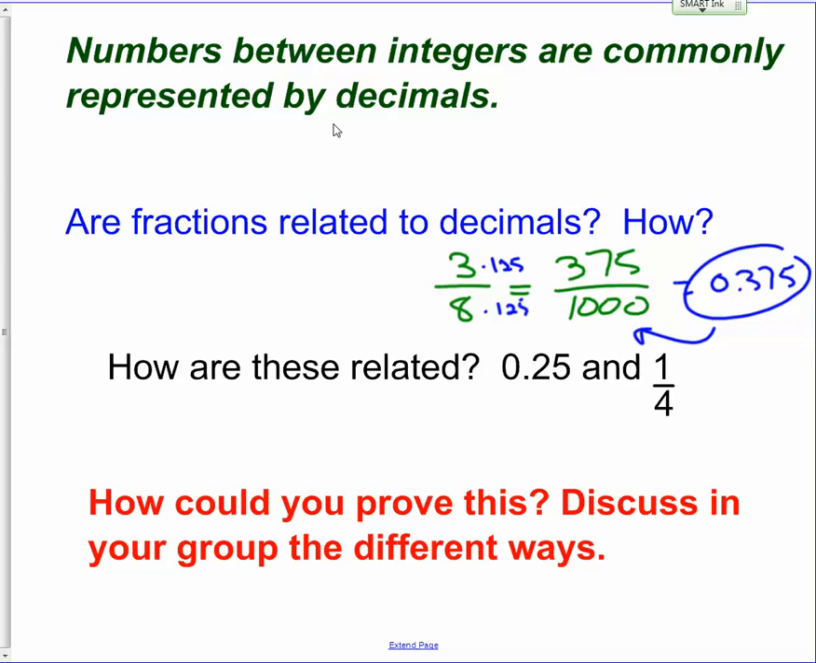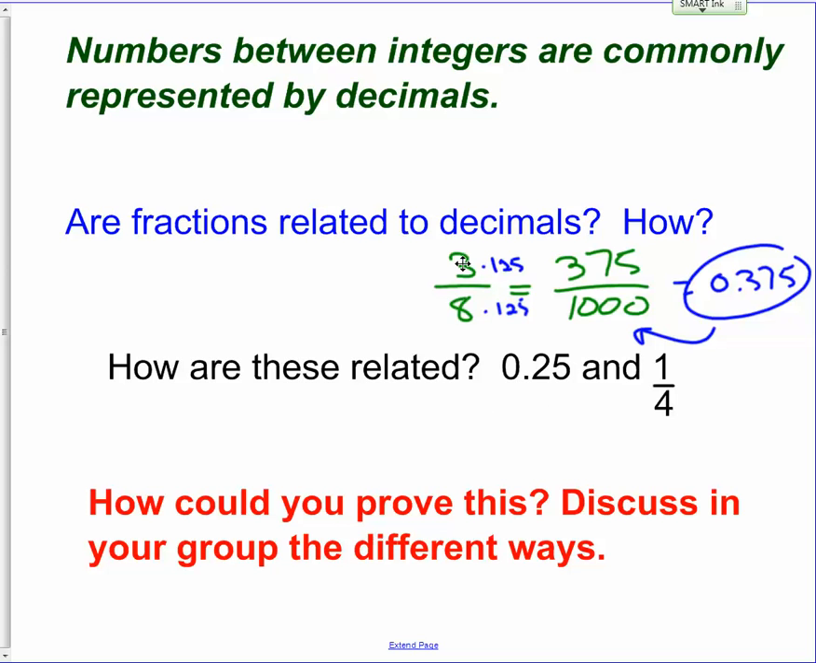So the big idea is that the numbers between integers are commonly represented by decimals, and that's what we started with today. So you started off by proving how 25/100ths and a fourth are the same amount. Some of you broke 100 into 4 parts and showed that 1 out of 4 is 25/100ths, and some of you wrote an equal fraction. 1 is to 4 is 25 is to 100. Some of you divided 1 by 4 and got 0.25. There are many ways to prove it.